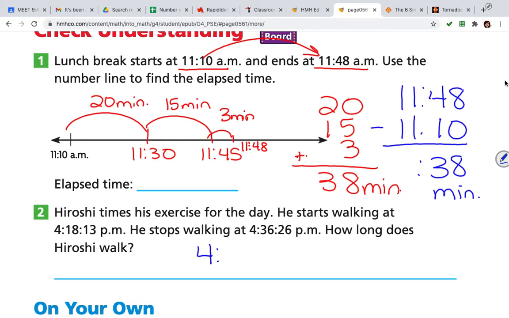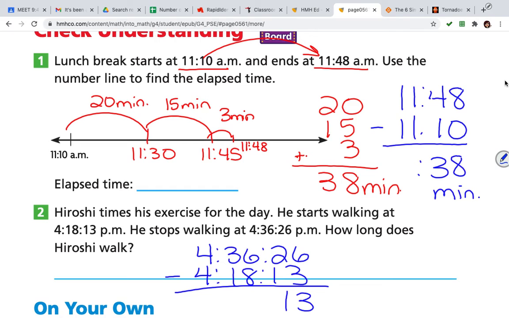So we got 4:36:26, and we're going to subtract 4:18:13. Oh, we're not going to have to regroup anything. Okay, so 6 take away 3 is 3, 2 take away 1 is 1, and then 6 take away 8, we will have to regroup here. It's 2, 16, 16 take away 8 is 8, 2 take away 1 is 1. So we have 13 seconds, 18 minutes, and then 4 take away 4, that is 0. So how long does he walk? Hiroshi walks for 18 minutes and 13 seconds.